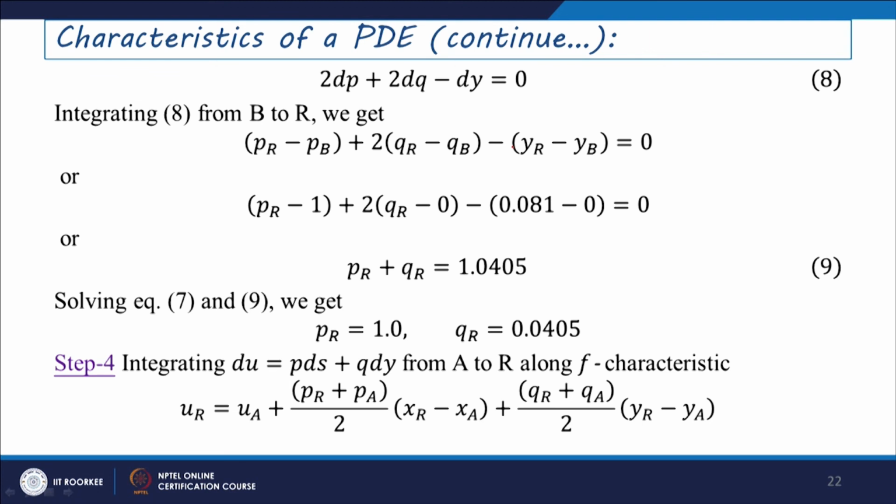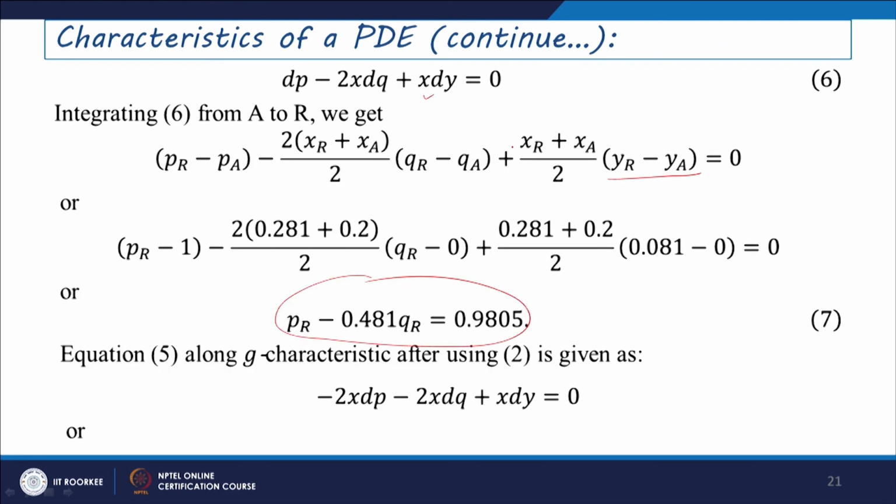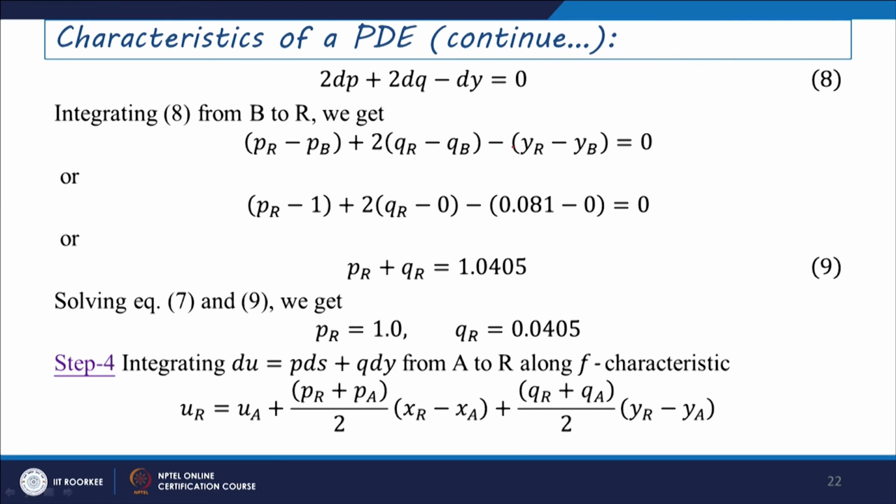So, if you solve equations 7 and 9, these are two equations involving pr and qr, we can get the solution as pr equals to 1.0 and qr as 0.0405 here. Again, if you integrate this equation du equals to p dx plus q dy from a to r along the f characteristics, we get ur equals to ua plus (pr plus pa)/2 into xr minus xa plus (qr plus qa)/2 into yr minus ya here.